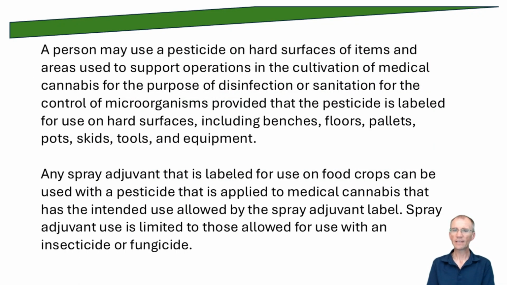A person may use a pesticide on hard surfaces of items and areas used to support operations in the cultivation of medical cannabis for the purpose of disinfection or sanitation, for the control of microorganisms, provided that the pesticide is labeled for use on hard surfaces, including benches, floors, pallets, pots, skids, tools, and equipment. Any spray adjuvant that is labeled for use on food crops can be used with a pesticide that is applied to medical cannabis that has the intended use allowed by the spray adjuvant label. Spray adjuvant use is limited to those allowed for use with an insecticide or fungicide.